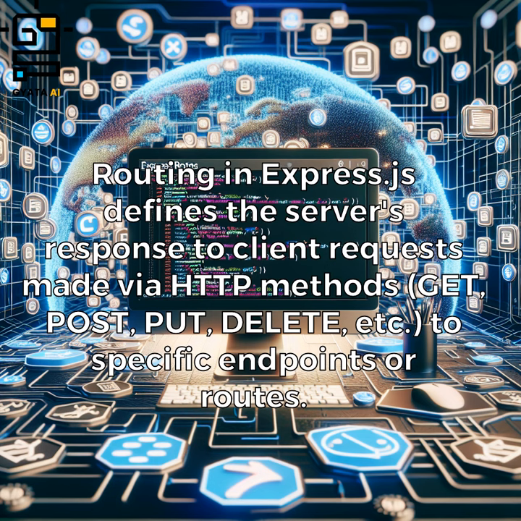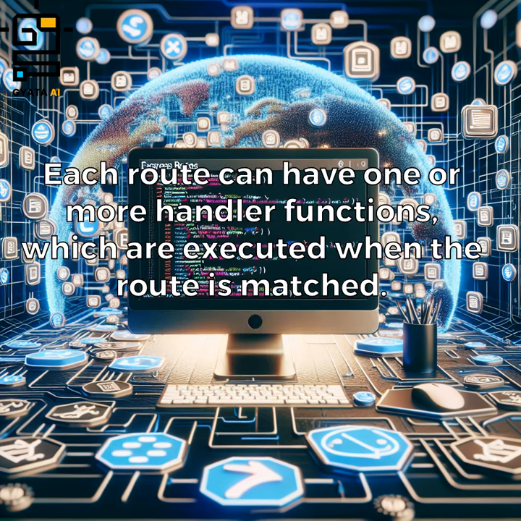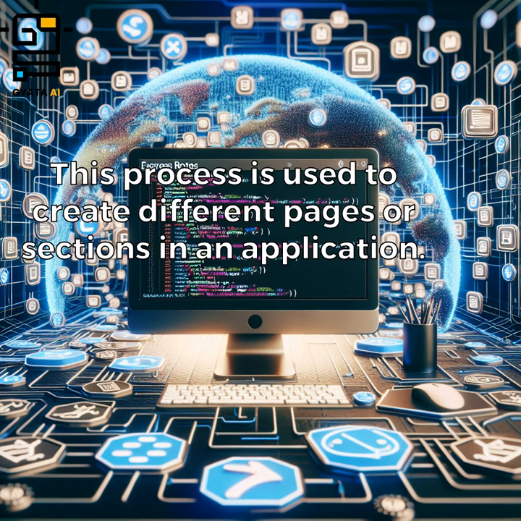Understanding Express.js routes. Routing in Express.js defines the server's response to client requests made via HTTP methods like GET, PUT, DELETE, etc. to specific endpoints or routes. Each route can have one or more handler functions, which are executed when the route is matched. This process is used to create different pages or sections in an application.